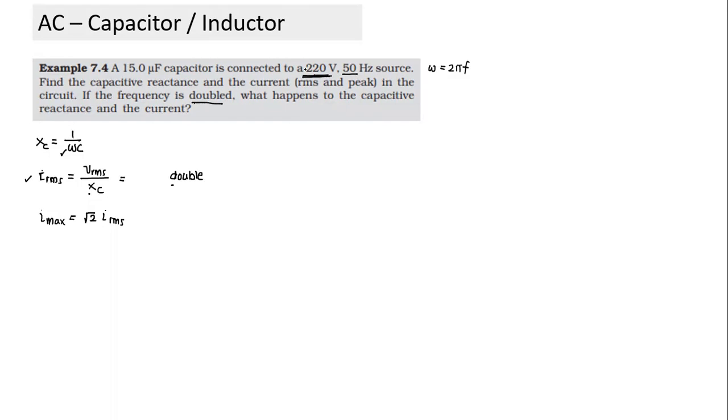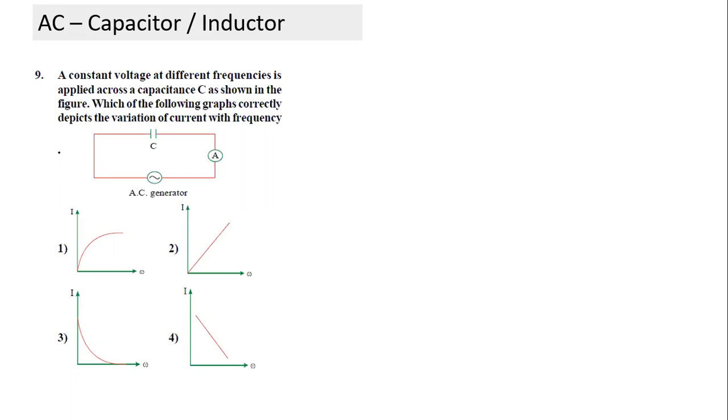I think this is to make you understand. This term depends on the frequency of the supply source. And okay, something like this. This question is also similar, a small variation of the same question. A constant voltage, voltage is not changing at different frequencies, is applied across a capacitor. So this capacitor, this AC source.